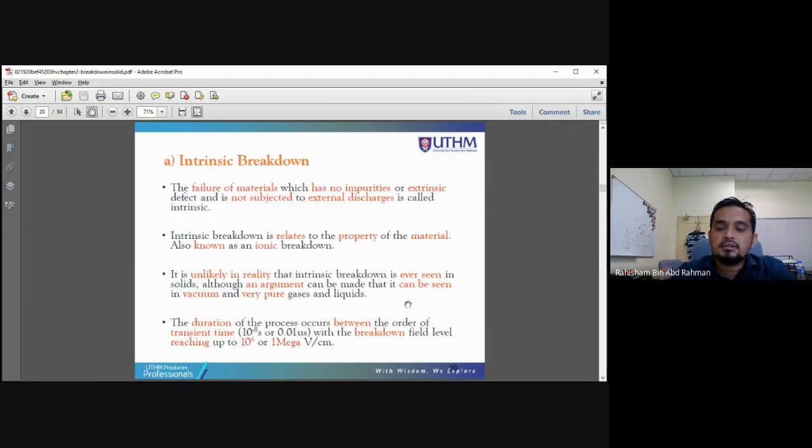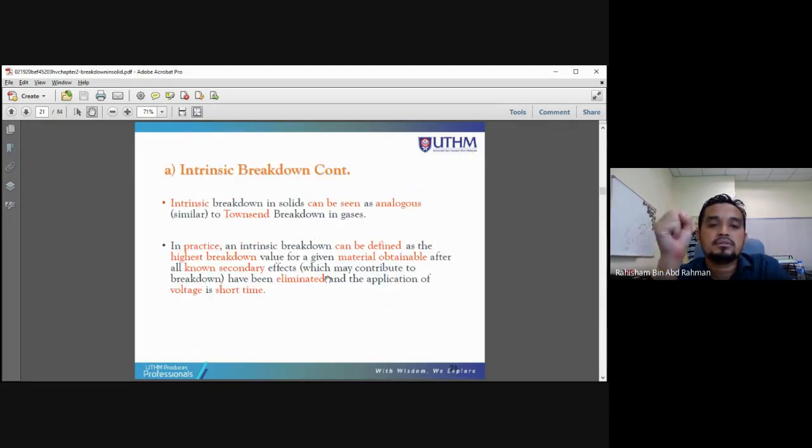Okay, intrinsic breakdown, in summary, happens due to the ionization, due to the impurity. So we have the intrinsic internal properties of the material that trigger the breakdown.